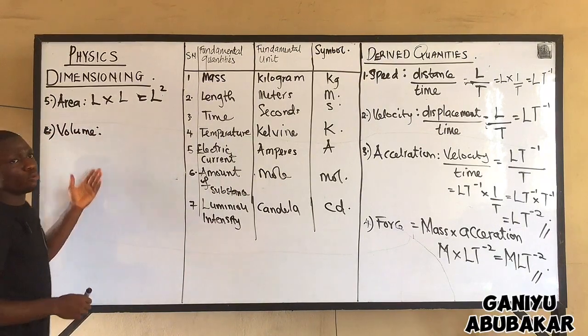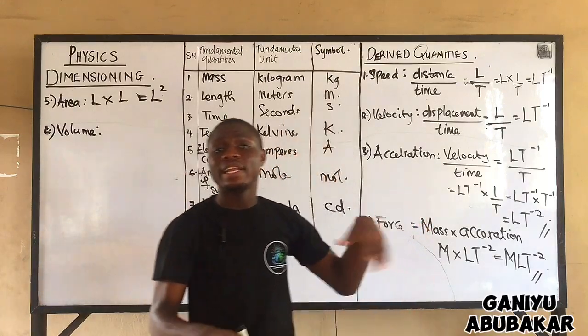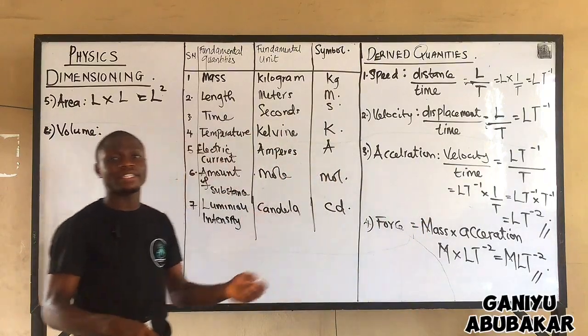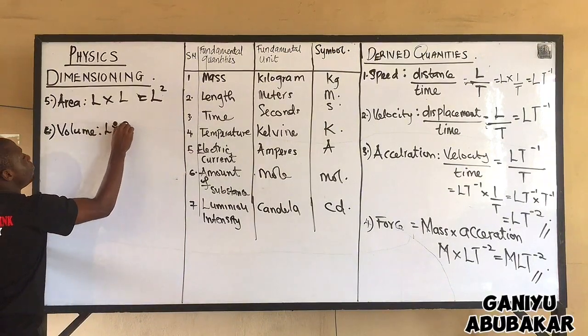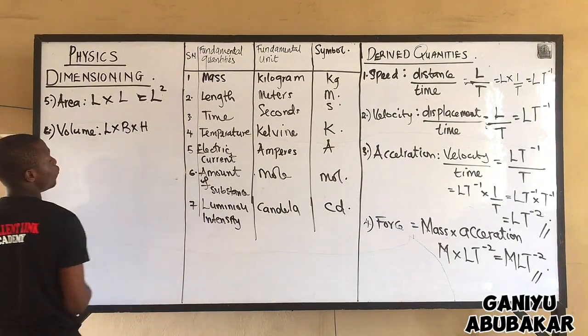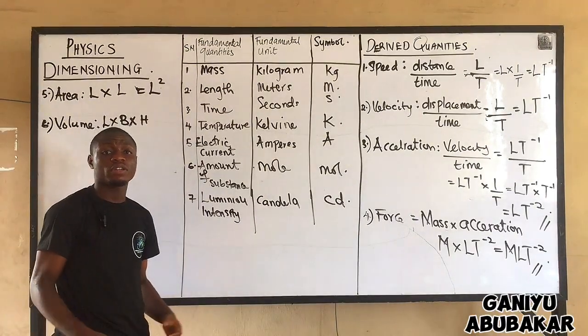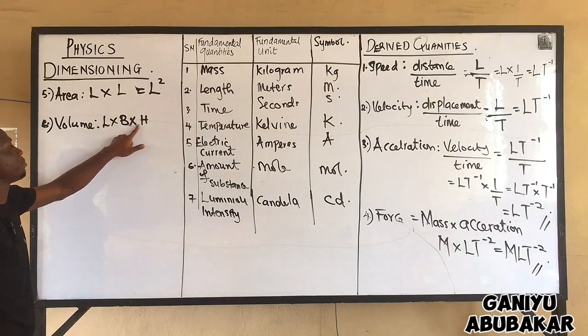What's the dimension for volume? What's volume? Volume is the product of length, breadth and height of a material. So if I have length times breadth times height, these are simply the formula for volume, right? From here, we are saying that volume is simply length times breadth times height.